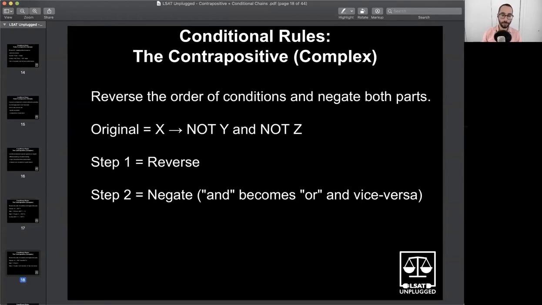So again, the process: reverse, negate. But here we've got an example with two variables in the necessary condition. What do we do? Especially because we have the word "and" here, there's some confusion I get a lot about "and" versus "or." We reverse and negate like always, but when you're negating, "and" becomes "or." Also, "or" becomes "and."